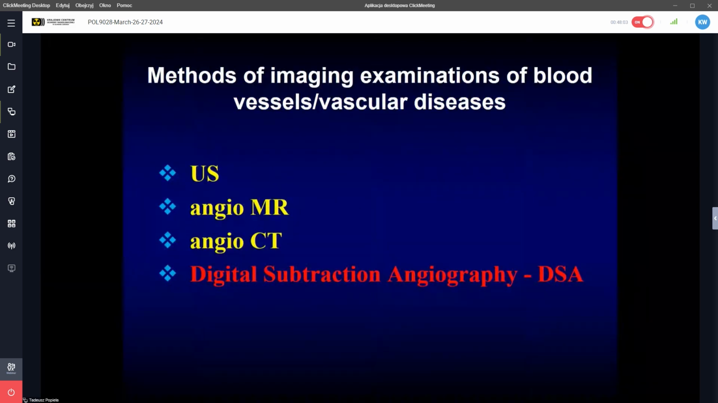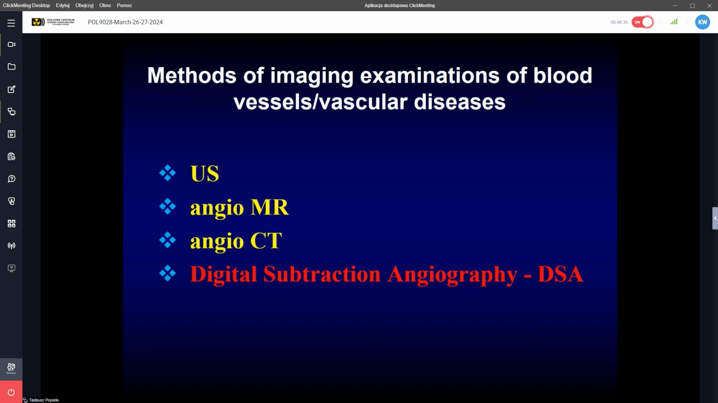Because, as I said before, I am going to talk mainly about intravascular procedures. We have four main types of examination. It's ultrasound, angio-MR, angio-CT, and at the end we have digital subtraction angiography, so-called DSA. They are listed in such a way that I started with the least invasive and finished with the most invasive, DSA. DSA is invasive compared with the previous methods like angio-MR, angio-CT, or ultrasound.